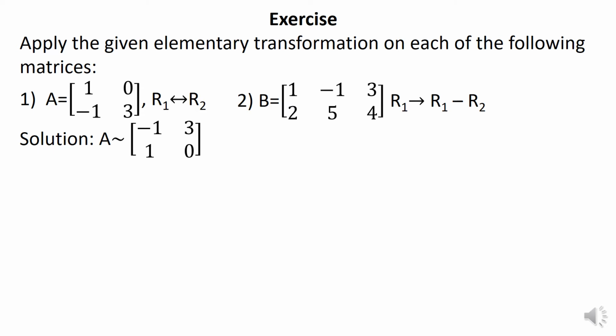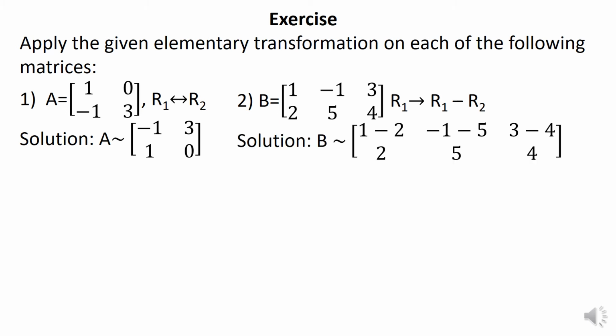The second sum, B is the given matrix. Do the operation R1 changes to R1 minus R2. So what is done over here, you can see for yourself. R2 has been subtracted from R1. Say 1 minus 2, minus 1 minus 5 and 3 minus 4. And thus we get the answer for the equivalent of B.